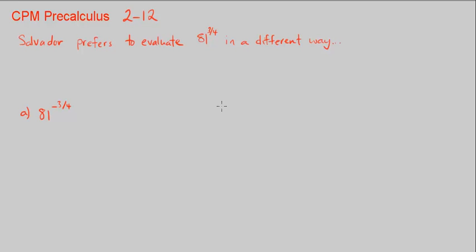This is CPM Precalculus Chapter 2, Number 12. Salvador prefers to evaluate 81 to the 3/4 power in a different way.